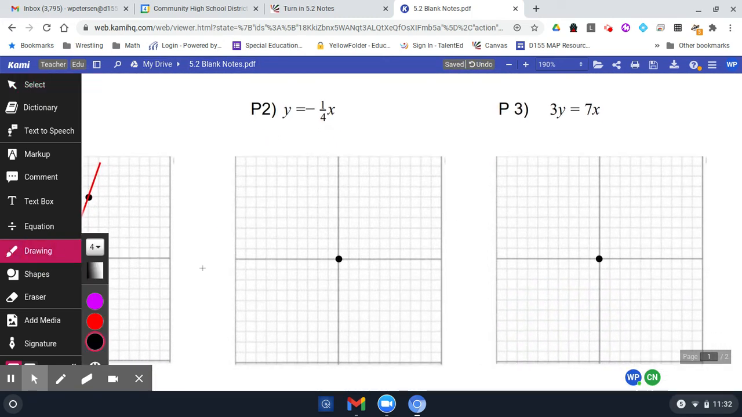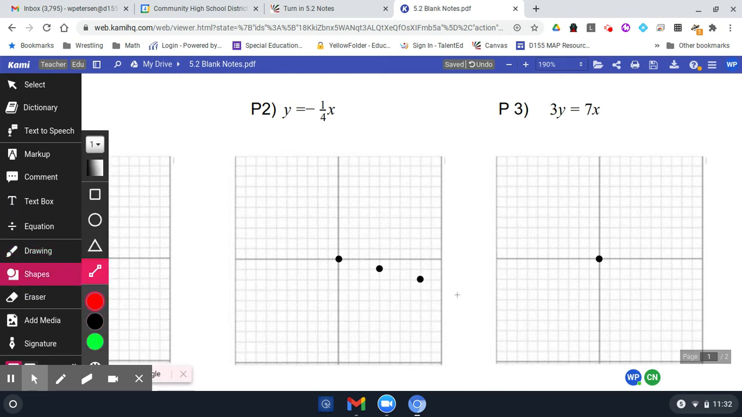I'm going a little quick. I'm sorry. We should have done this in class. So, okay, this one's a negative 1. So this was down 1, but we're still going to go to the right 4. So the negative is telling us to go down 1 and then to the right 4. 1, 2, 3, 4. Then down 1. There we go. And again, we're going to go to our shapes and we're going to draw a nice line going through all of those.